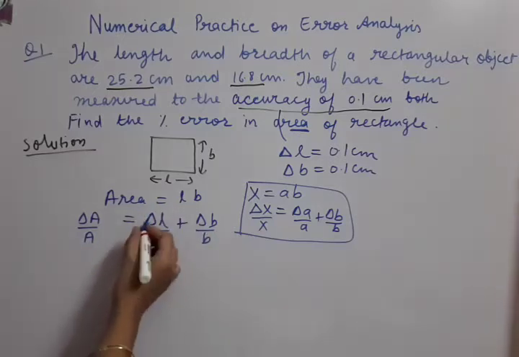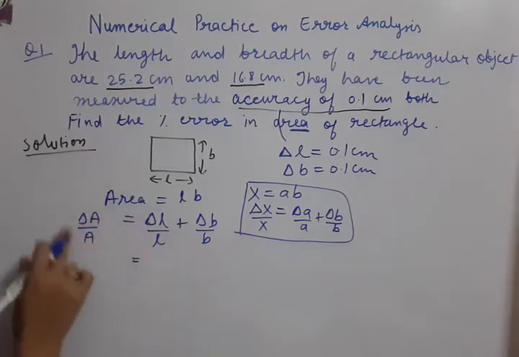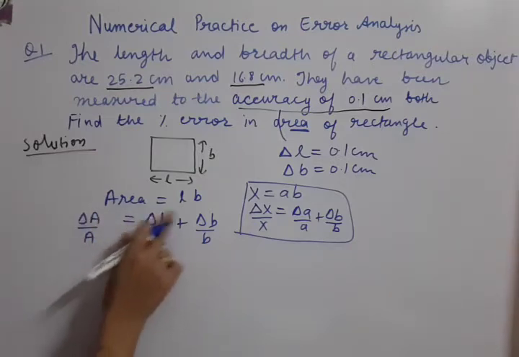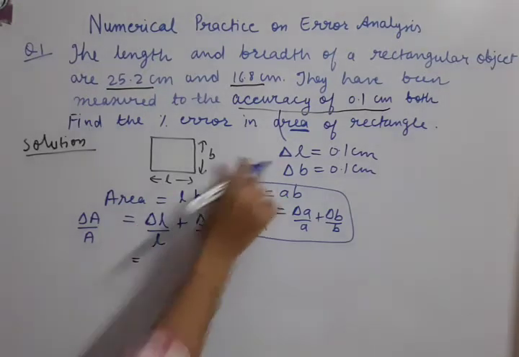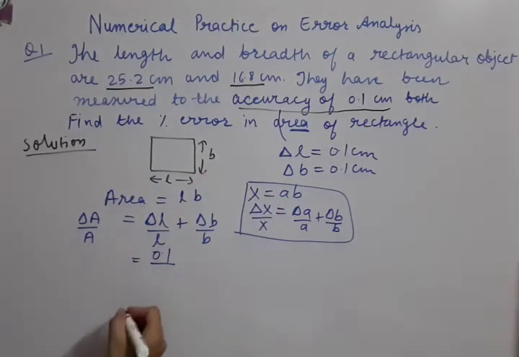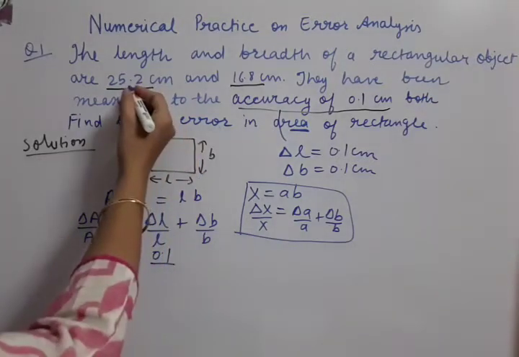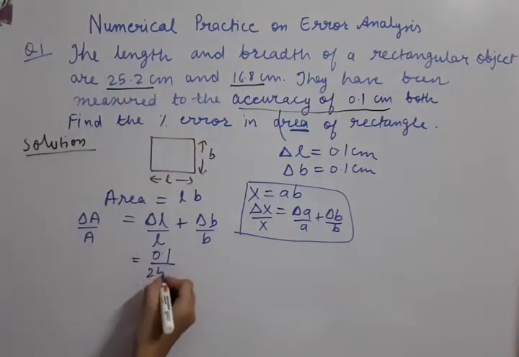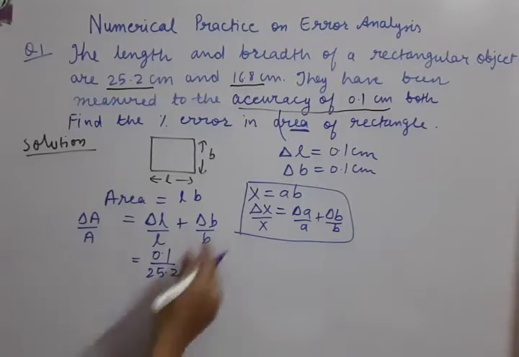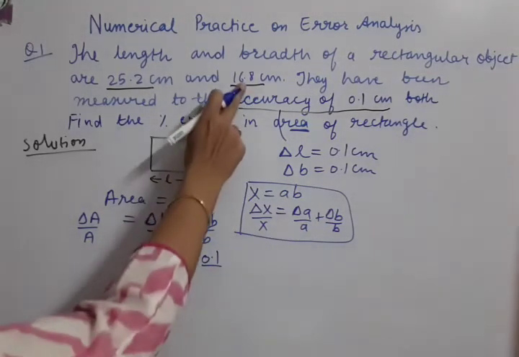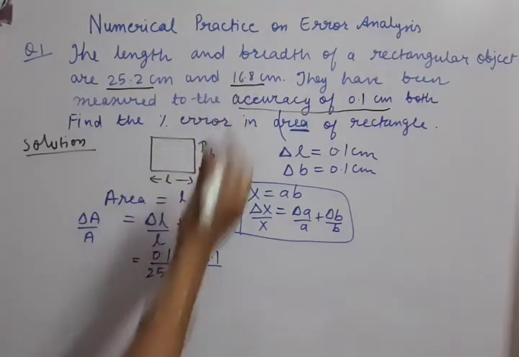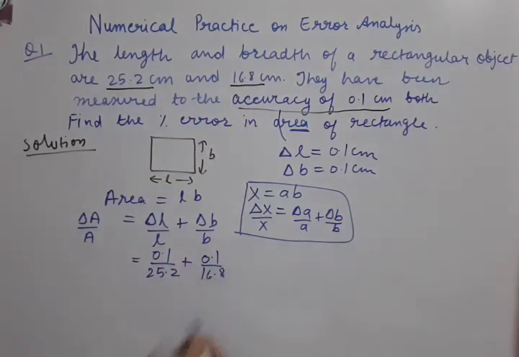So our target is to first solve delta A by A. So we should know all these four values. Let us start. Delta L is 0.1. Then L is length, original, is 25.2. Then delta B is 0.1 and B, breadth of the rectangle, is 16.8.